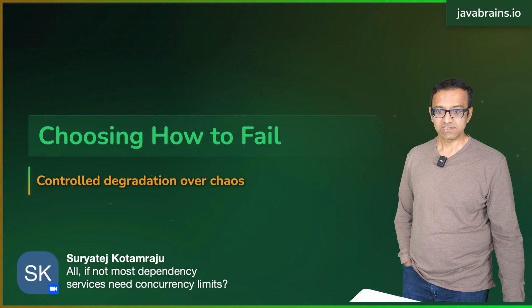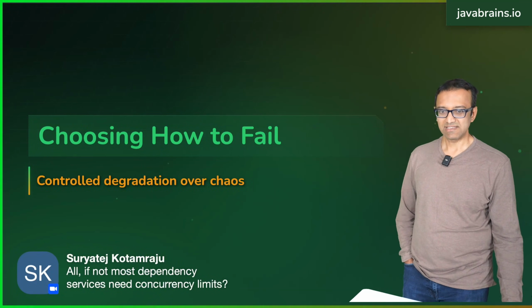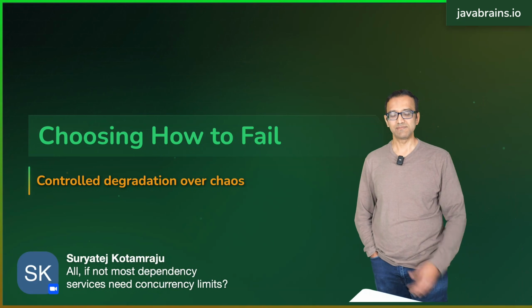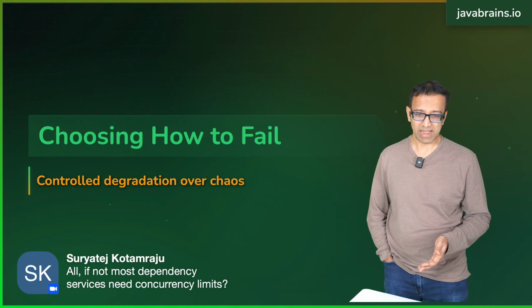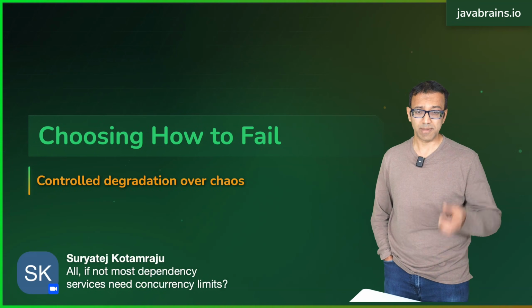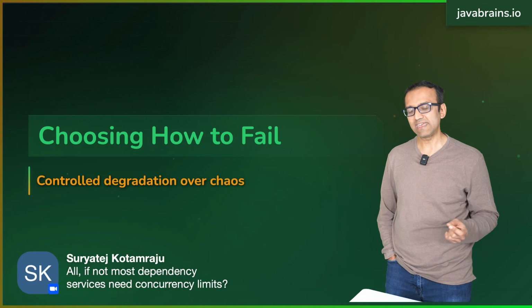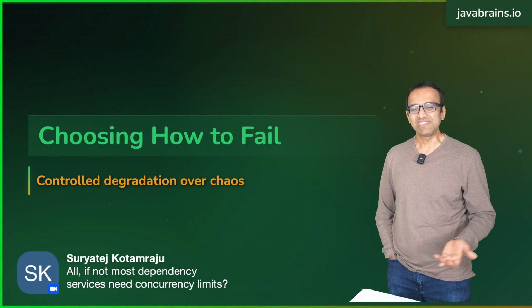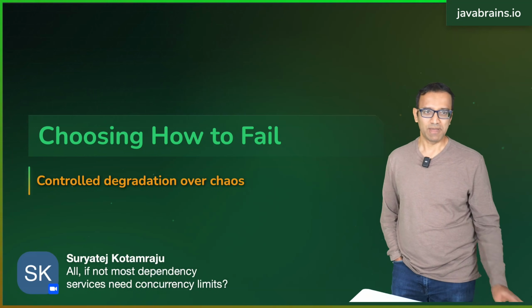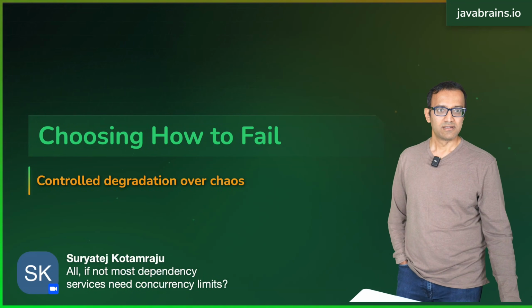All, if not most, dependency services need concurrency limits. Yes, I would say so. When you have a dependent service, this is the thing. There are a couple more patterns: the bulkhead pattern and the circuit breaker pattern. Those are things that you can add, and it kind of mitigates some of the concurrency limit needs, but it's a good thing to have, I would say. Even with those patterns, there's a good implementation to have.